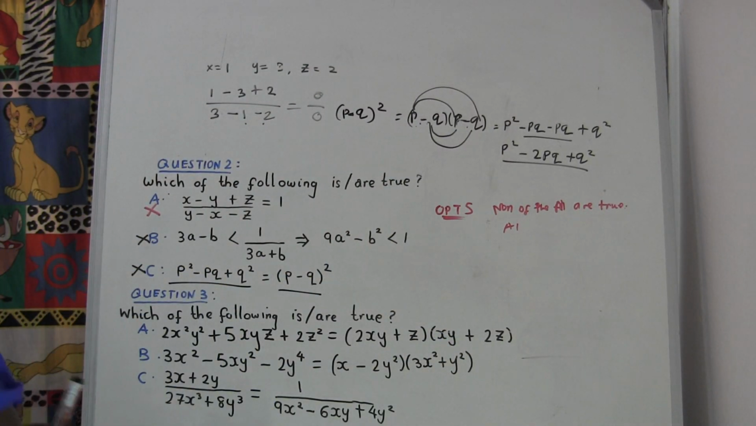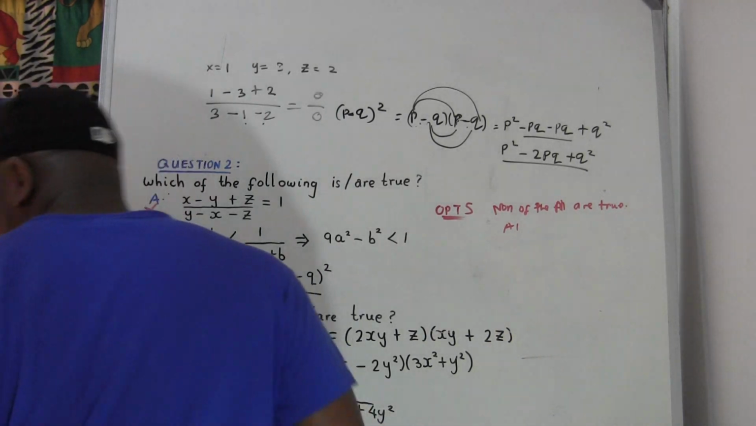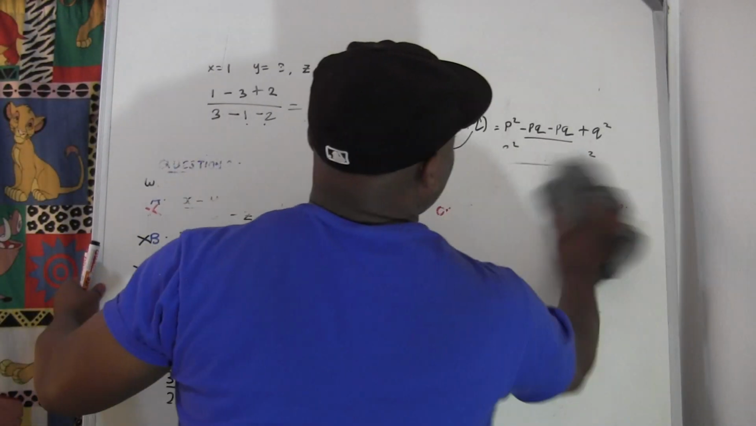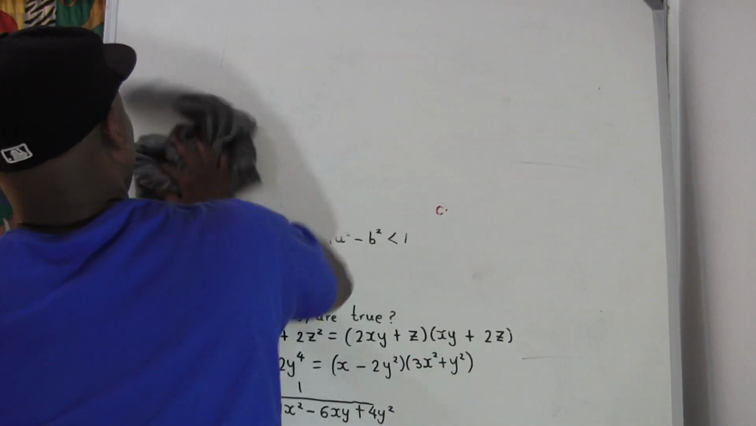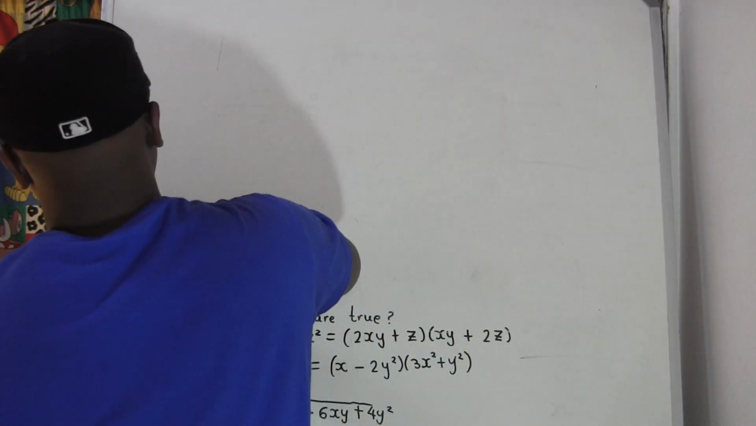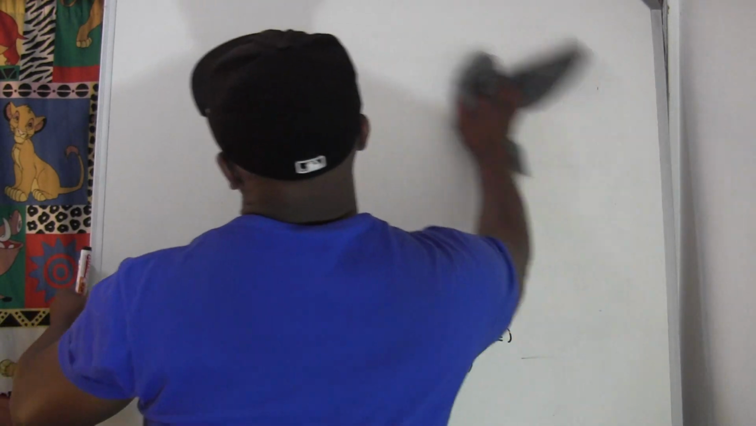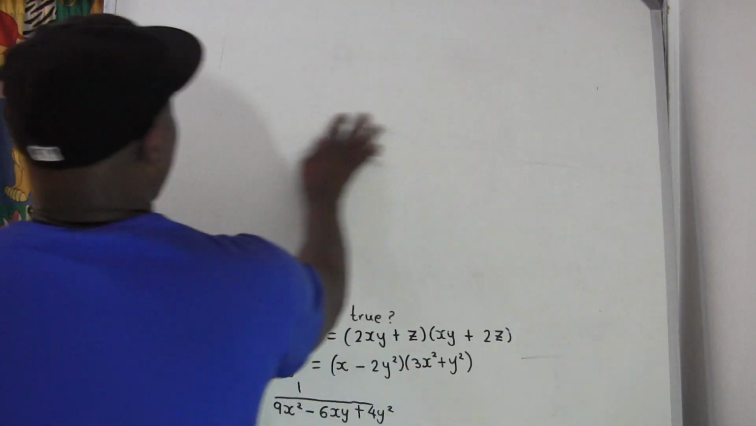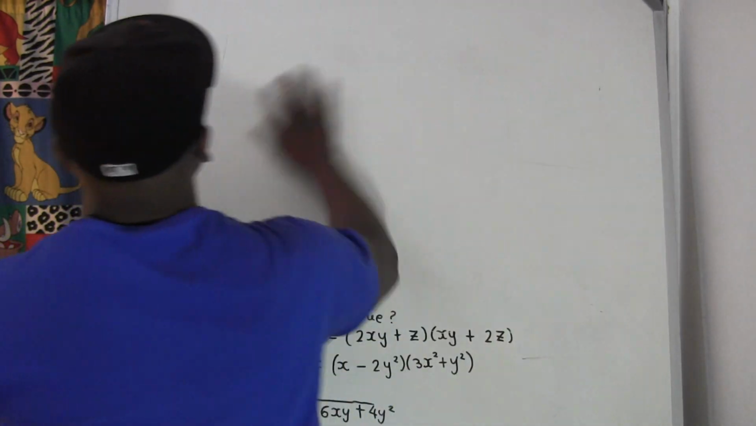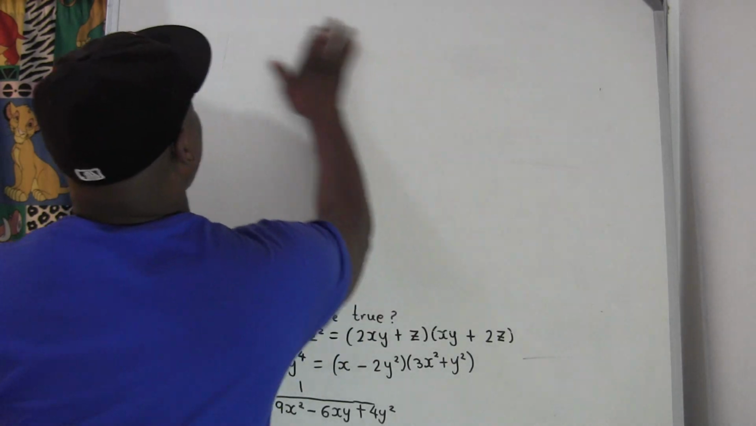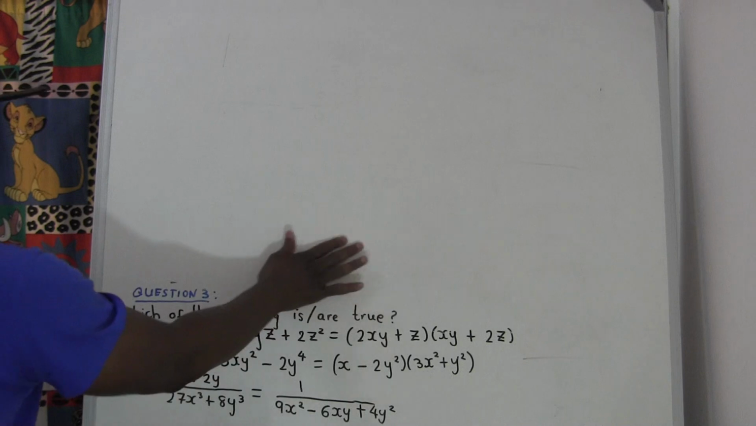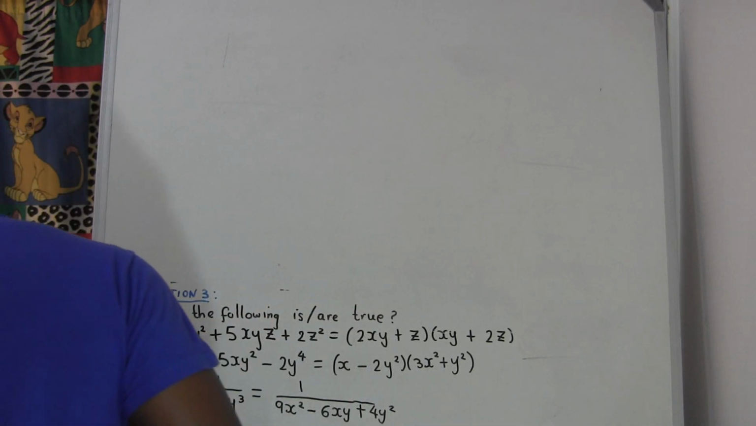Now we go to question number 3. Where is, okay, question number 3. Let me just make a space here. Question number 3. Okay, just dry it a little bit because it's wet. Okay, cool. Now let's go to question number 3.